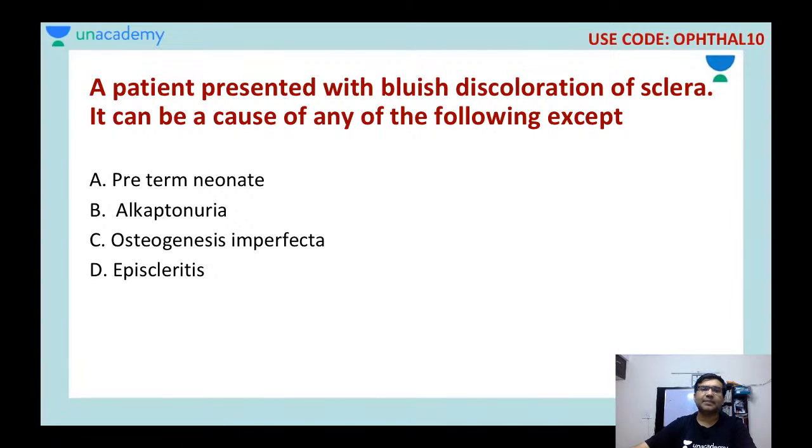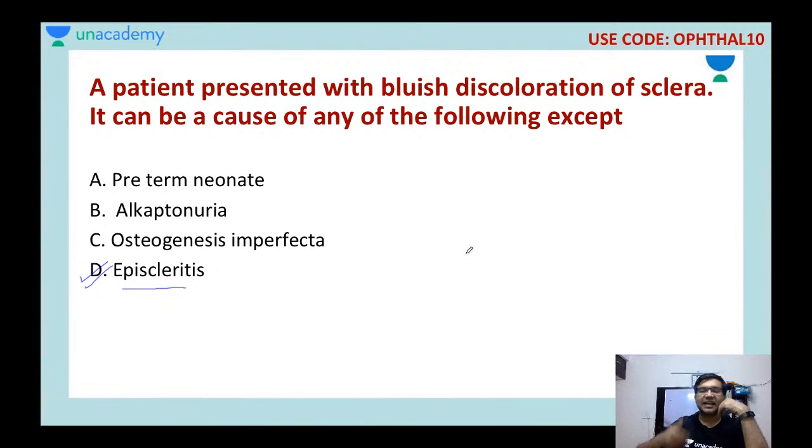Okay, so the next question is: a patient presented with bluish discoloration of sclera. It can be the cause of any of the following except: your options are preterm neonate, alkaptonuria, osteogenesis imperfecta, or episcleritis. So the answer here is D, that is episcleritis. Remember, episcleritis does not cause blue sclera.